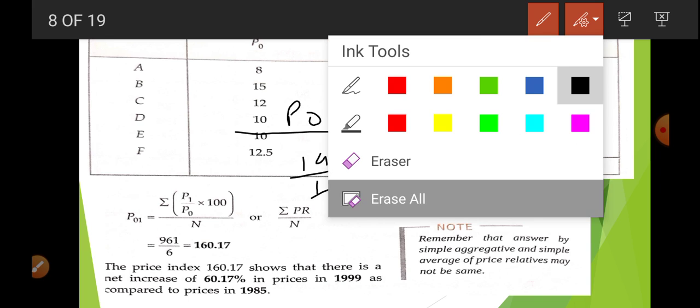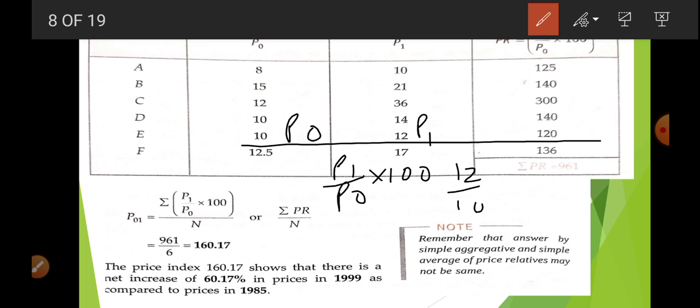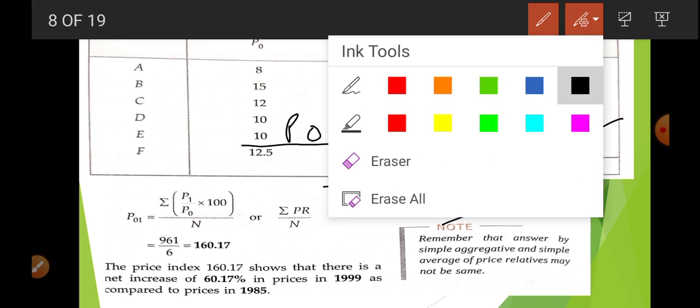So how is it calculated? So this is your P1, this is your P0. Okay, so P1 upon P0 multiplied by 100. So 12 upon 10 multiplied by 100. So this will be 120. Okay, come to the next. So in this way the next one is also calculated. Okay, I think you are able to understand how PR is calculated.